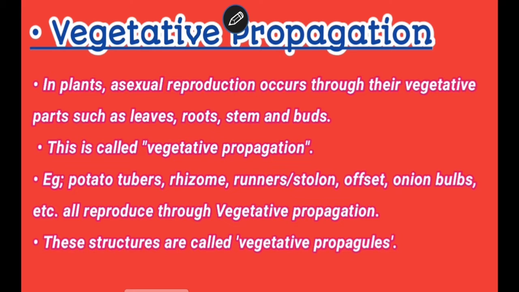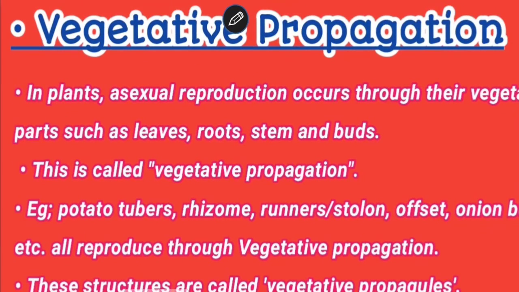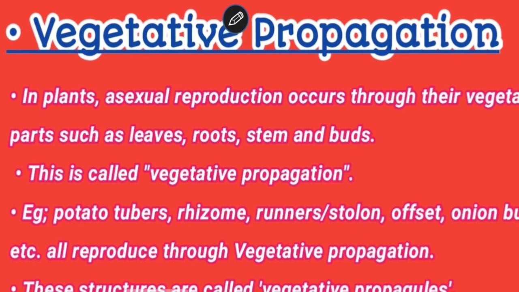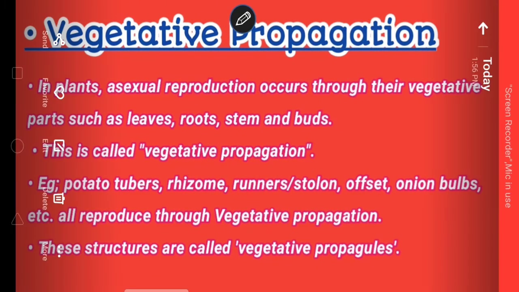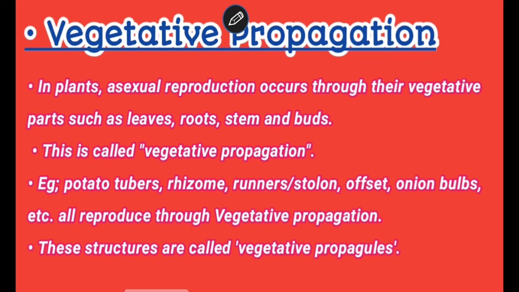Now here we are with the last type of asexual reproduction, which is vegetative propagation. So here let's see what is vegetative propagation. In plants, asexual reproduction occurs through their vegetative parts such as leaves, roots, stem and buds. So in some of the plants we can get a new plant from their vegetative parts like leaves. From leaves also we can get another new plant, even from the roots we can get a new plant, even from the stem or from the buds also.